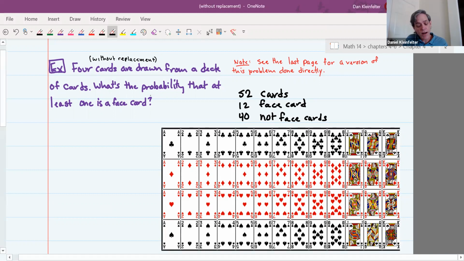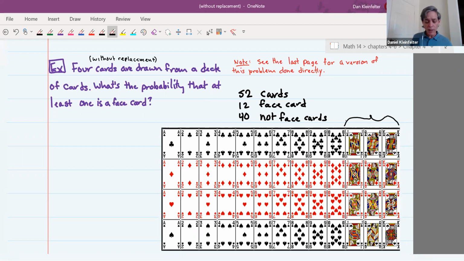We want to pick 4 cards from the deck without replacement. We want to know the probability that at least one is a face card. So you draw the 4 cards. What is the chance that you get at least one face card? The face cards, of course, are the Jack, Queen, and King of the 4 suits. So there are 12 of those out of the 52 cards. What we're going to count as a success outcome is anytime you get at least one face card.